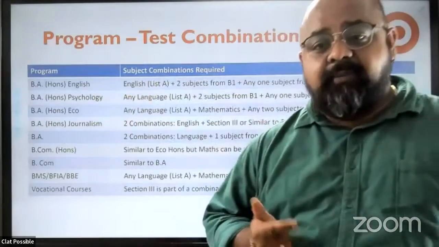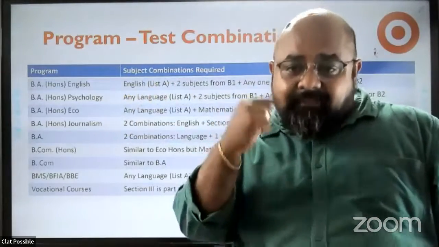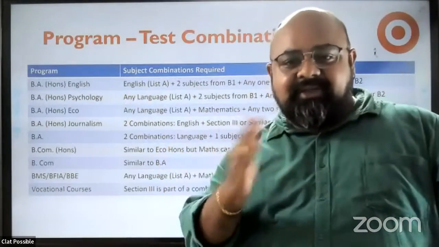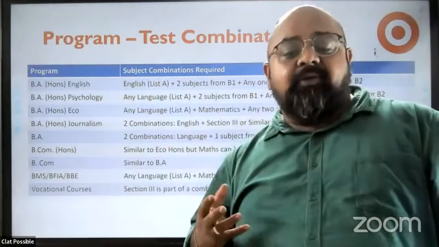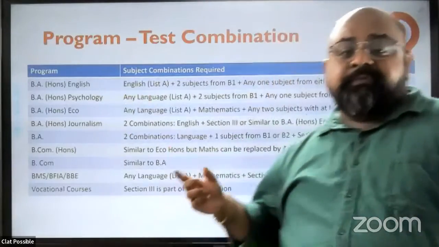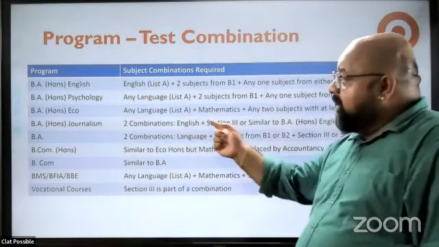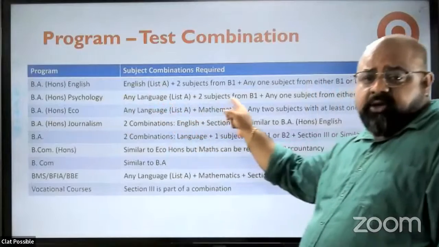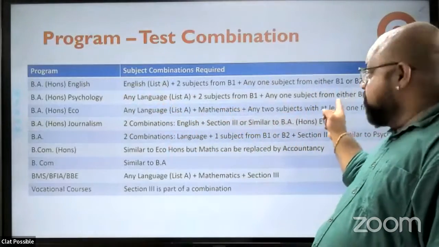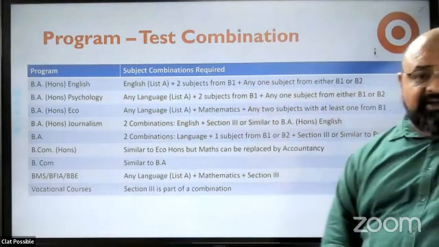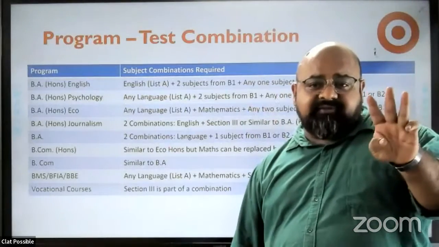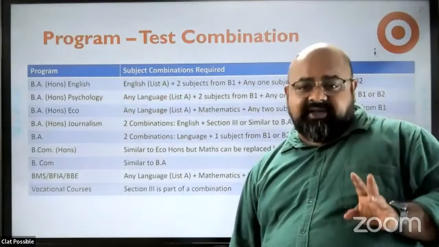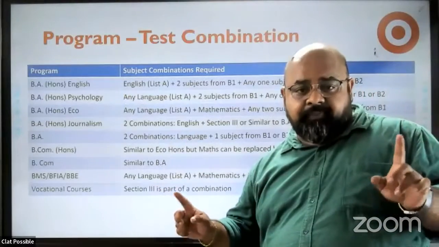If I want to apply for a B Honors program in any other language, I would have to have that language compulsorily apart from English. That is a minor change. If I'm looking at B Honors Psychology, again, I have to have any language. If you're choosing English, this can be used here. 2 subjects from B1, any one subject from B1 or B2. So if I have English and 2 subjects from B1, or say 3 from B1, I can technically apply to both the programs with a similar selection. I don't have to give the exam separately.